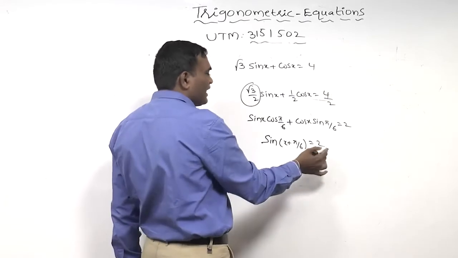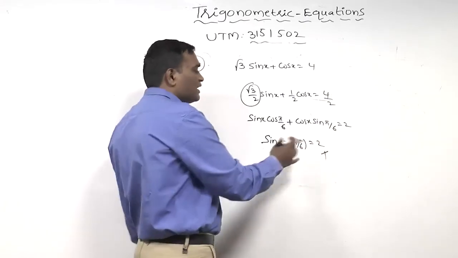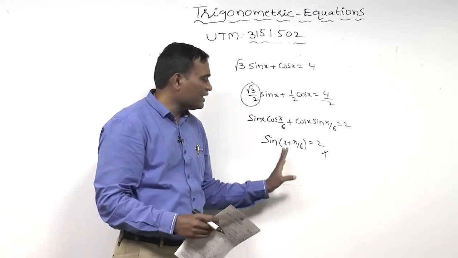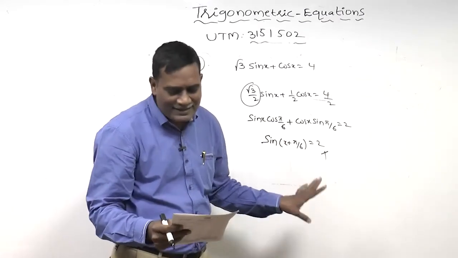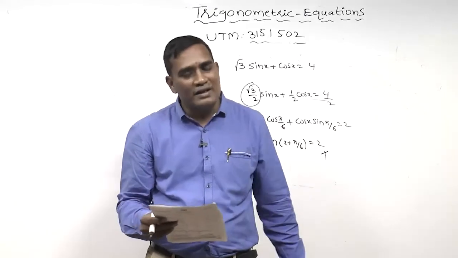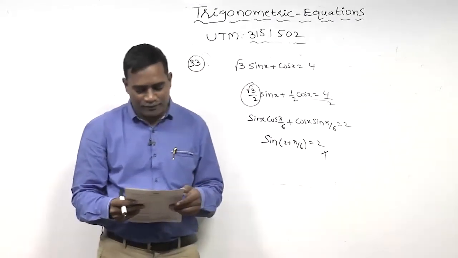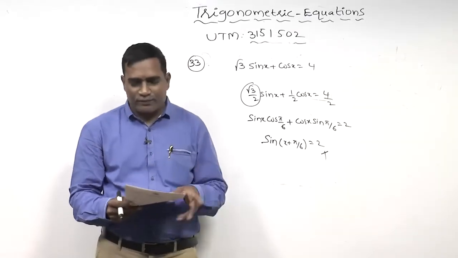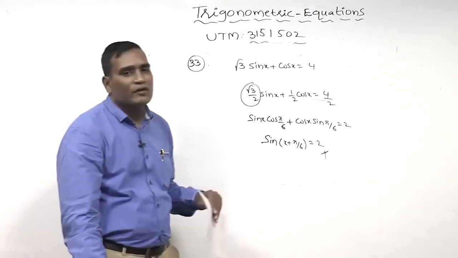Is it possible? Sine of something is equal to 2. What is the maximum value of sine? 1 only. But here I got 2. Means it is not possible. Not possible means what is the answer? No solution is the correct answer. Option D is the correct answer. But this type of question is very important. No value of x satisfies this equation.